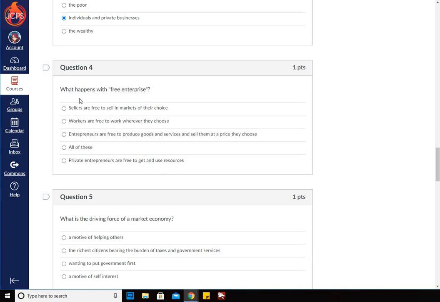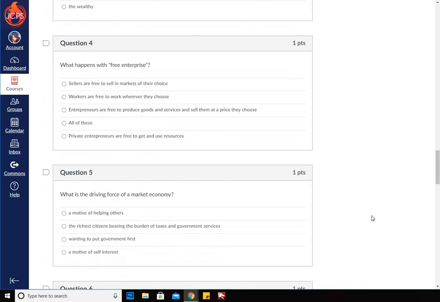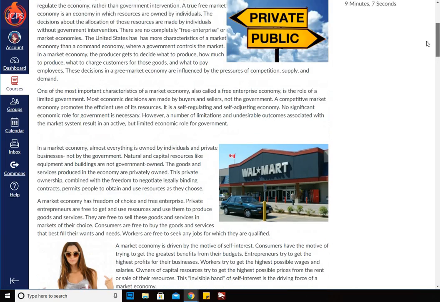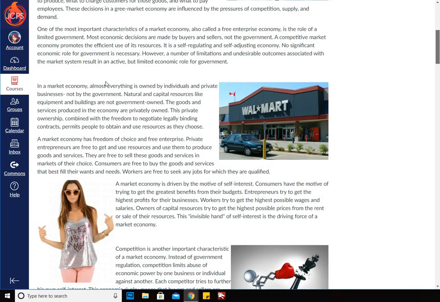Okay. Let's see. What happens with free enterprise? Sellers are free to sell in markets of their choice. Workers are free to work wherever they choose. Entrepreneurs are free to produce goods and services and sell them at a price they choose. All of these private entrepreneurs are free to get and use resources. And you might want to take a guess what the answer is. No, everybody's still asleep. Whenever you see a question that has all of these, that's your sign. All right, where was I at? I was here somewhere. Okay. All of these? Yeah, it's all of these.